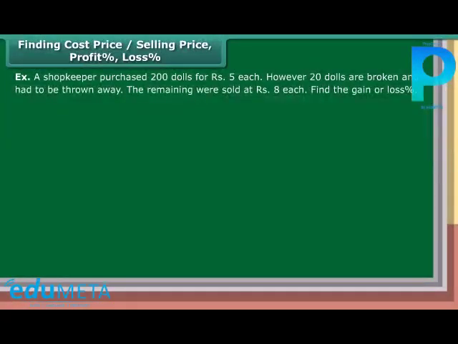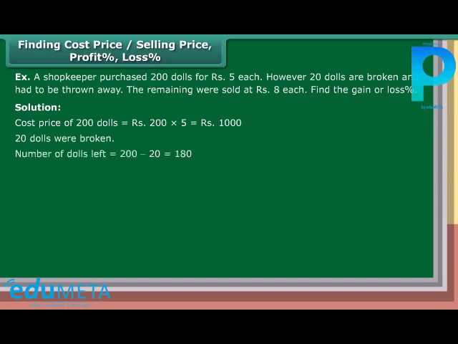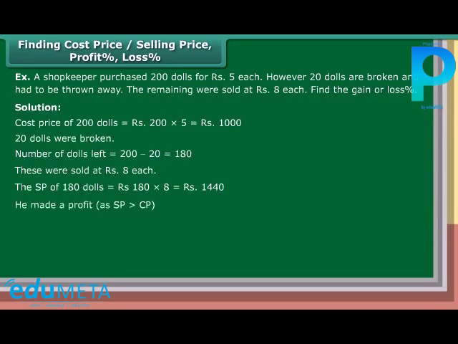Example, a shopkeeper purchased 200 dolls for ₹5 each. However, 20 dolls are broken and had to be thrown away. The remaining were sold at ₹8 each. Find the gain or loss in percentage. Solution, cost price of 200 dolls is equal to ₹200 × 5, which is equal to ₹1,000. 20 dolls were broken. Number of dolls left is equal to 200 minus 20, which is 180. These were sold at ₹8 each. The SP of 180 dolls is equal to ₹180 × 8, which equals ₹1,440.